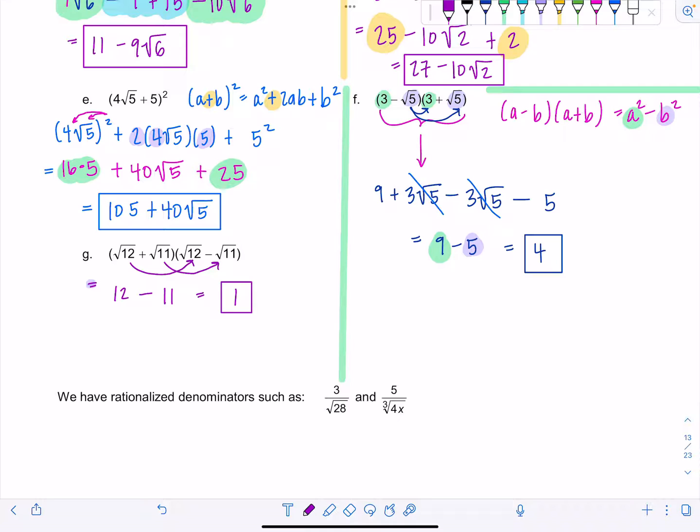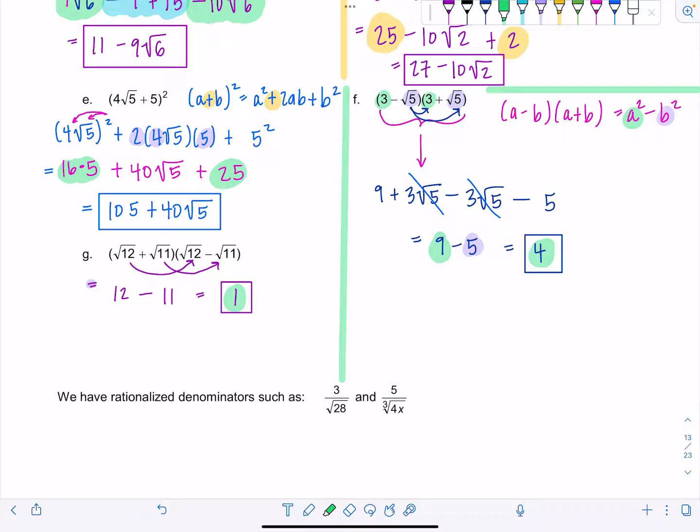But so cute. Now, something I want you to notice is that when you have an expression with a radical that involves addition or subtraction, and if you multiply by its conjugate, the result is a rational number. Notice for F and G, our final answer didn't have any radicals in them. They were rational numbers, meaning they could be written as a ratio of 2 integers. This is important for the idea that's coming up next.